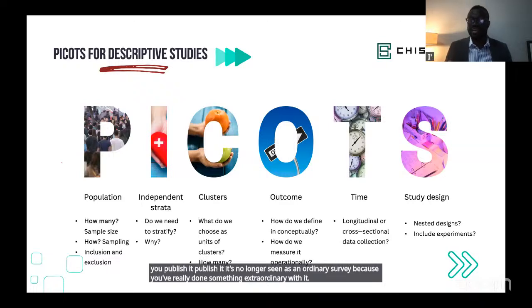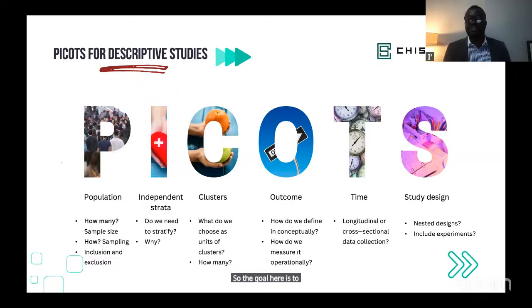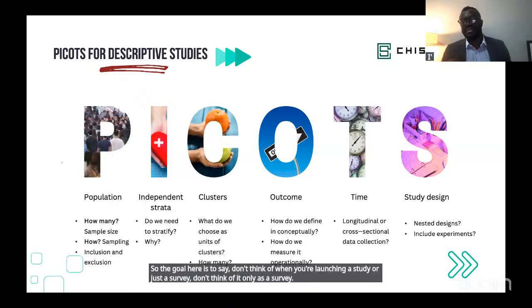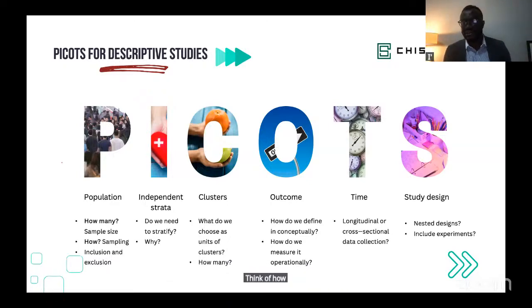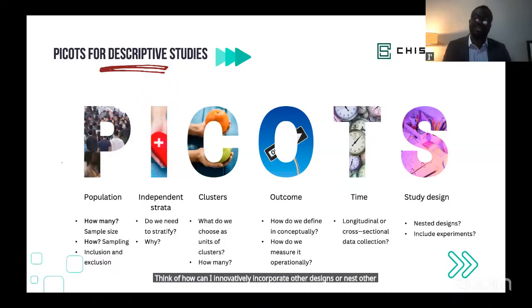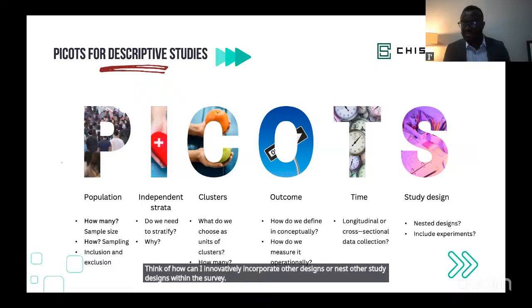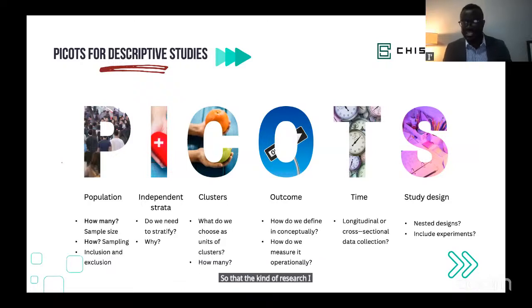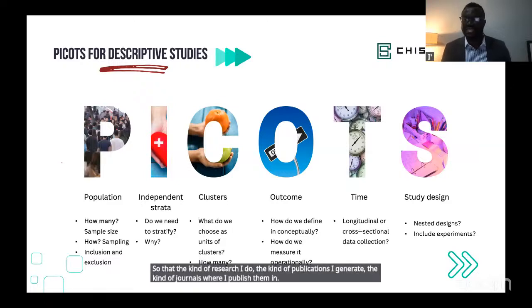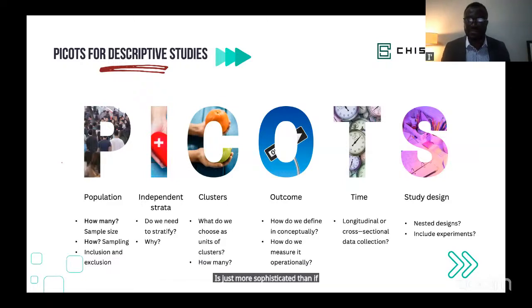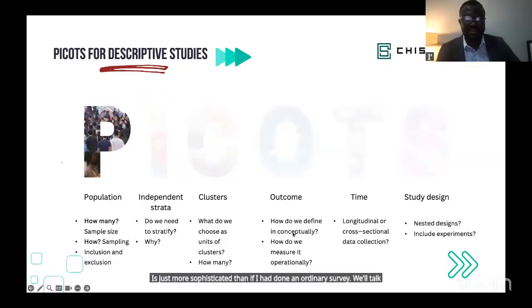So the goal here is to say, when you're launching a study, don't think of it only as a survey. Think of how I can innovatively incorporate other designs or nest other study designs within the survey so that the kind of research I do, the kind of publications I generate, the kind of journals where I publish them is just more sophisticated than if I had done an ordinary survey. We'll talk more about that in a second.